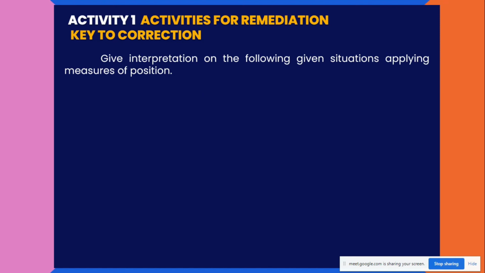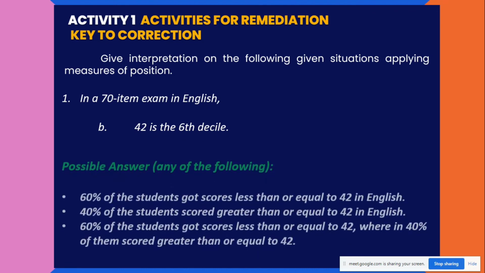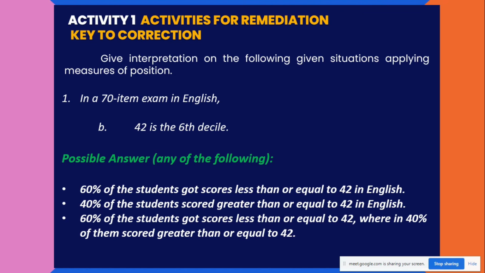Yan lang yun, class. Okay, so number 2, letter B, kung 42 is the 6th decile, this would be the answers. Paki-screenshot lang. 6th decile means 60%, less than or equal. The other one, minus mo from 100, so 40. 60% less than, the other one is 40% greater than. Tapos kung may bibigay na number, yan yung gagamitin natin, less than or equal to yung number. Or kung wala man, pangalan mo yung susulat.